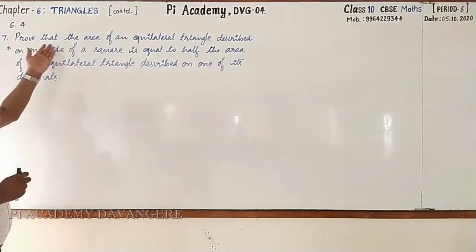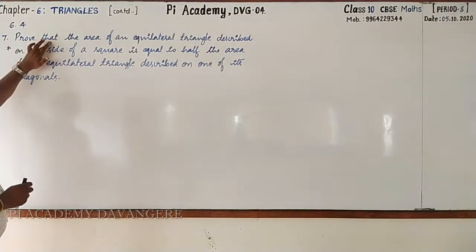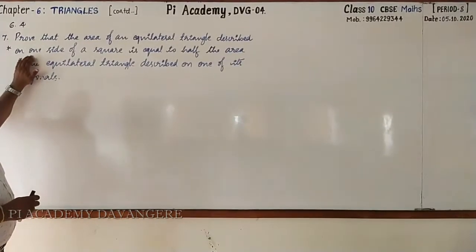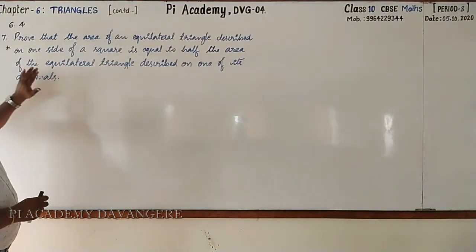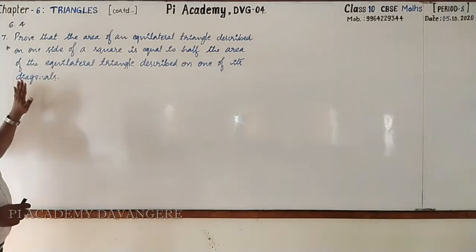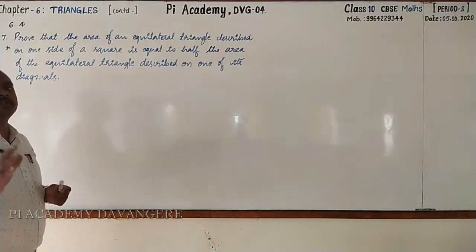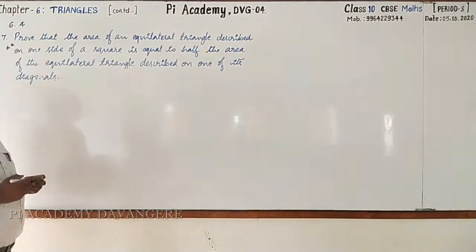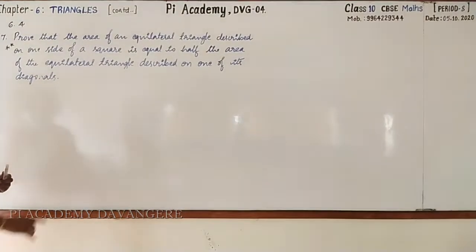Now, I have written the 7th one. Please go through this. It says: prove that the area of an equilateral triangle described on one side of a square is equal to half the area of the equilateral triangle described on one of its diagonals. Hope that you have understood. It is very simple and is also very important from the examination point of view. It can be given either for 1 mark or for 2 marks.